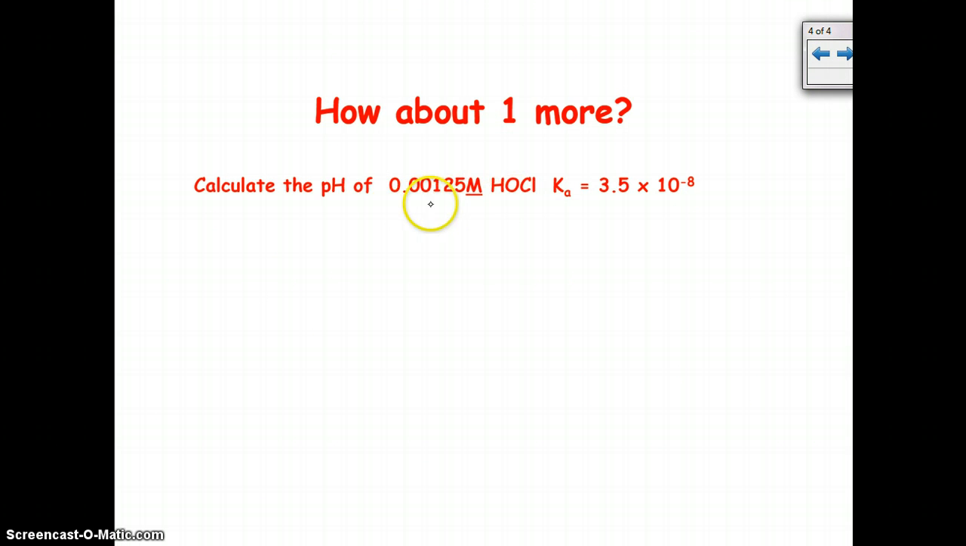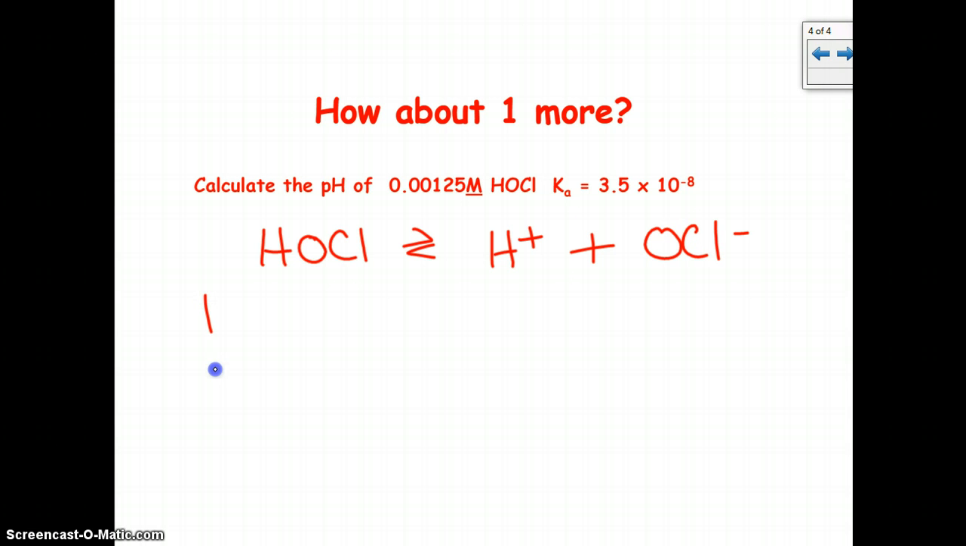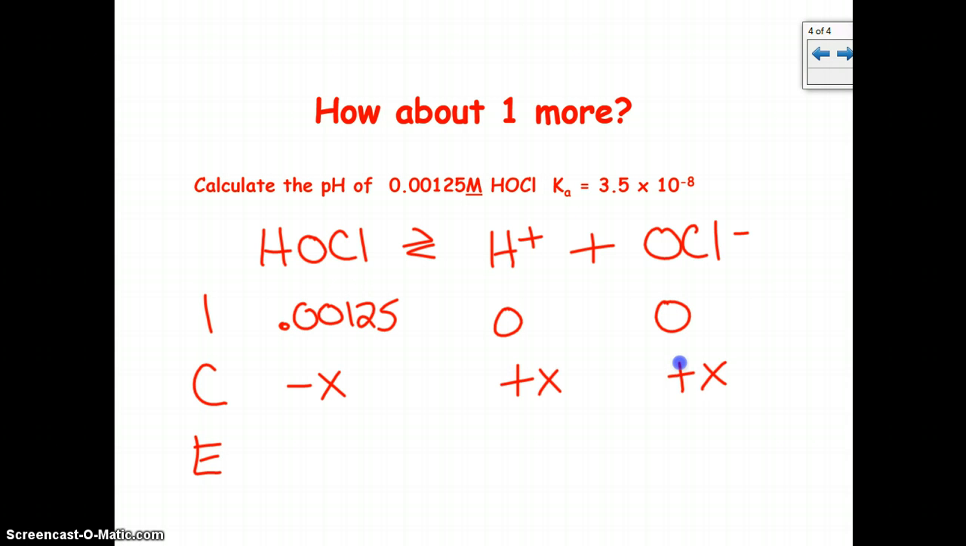All right, so this one wants us to calculate the pH of 0.00125 molar HOCl, and this is the Ka, so you see it's not a strong acid, so we're going to have to set up our equation. So here's our dissociation equation. All right, and we're going to have to ice it. So we started with 0.00125, 0 and 0, and then we're going to minus x, plus x, plus x. So 0.00125 minus x, x, and x.